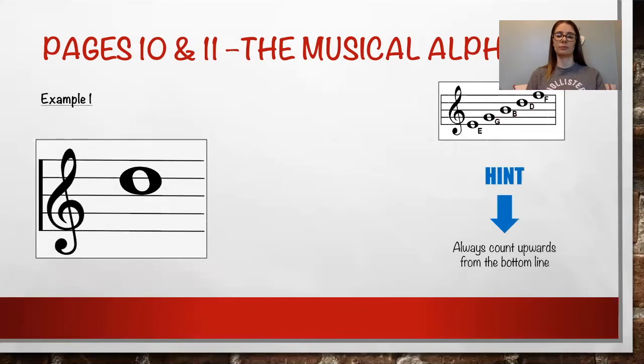Example 1. Hint: always count upwards from the bottom line. Bottom line we know is E for every, good, B for boy, D for deserves, which means the note on the fourth line is a D.